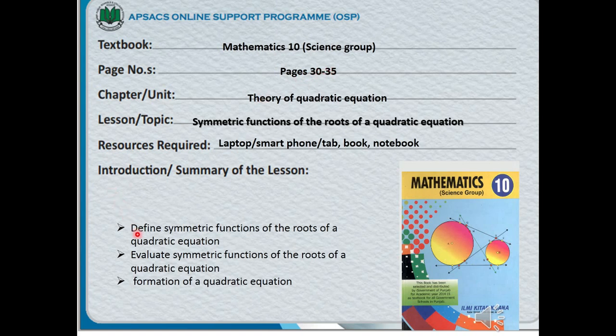Summary of the lesson. We will define symmetric functions of the roots of a quadratic equation, and then we will evaluate symmetric functions of the roots of the quadratic equation, and then we will discuss formation of a quadratic equation.